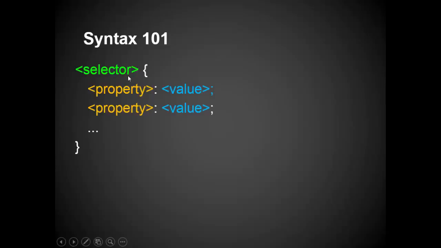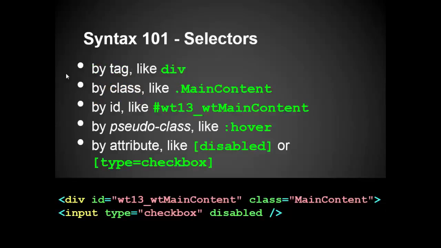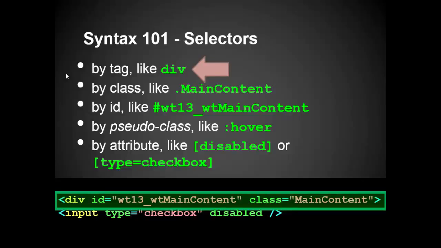The selector indicates that the following style is going to be applied to this element or to this group of elements. So let's see what type of selectors we have. We have selectors by tag, meaning that we are picking HTML tags. So for example, in this example, we are selecting all divs. So in the example below, what would we be selecting? We would be selecting the div.